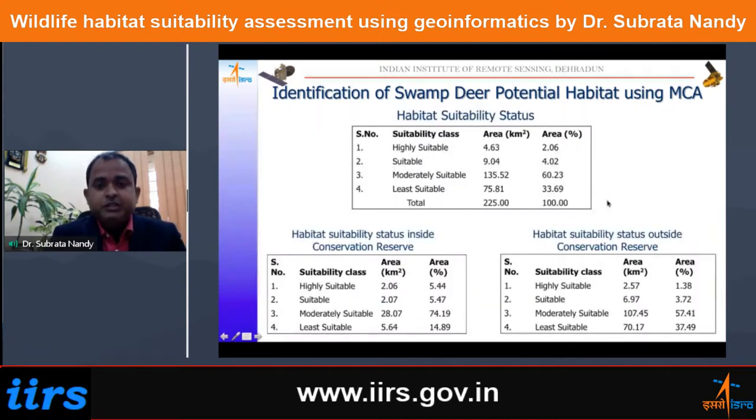What we have found is that, out of this total area, the highly suitable habitat is around 4.6 square kilometers. If we consider the habitat suitability inside the conservation reserve and outside it, inside the conservation reserve, of course, the suitability will be more. But outside the area, this is very interesting. Among the highly suitable classes, around 2.6 square kilometers is suitable, but it is not under the conservation reserve.